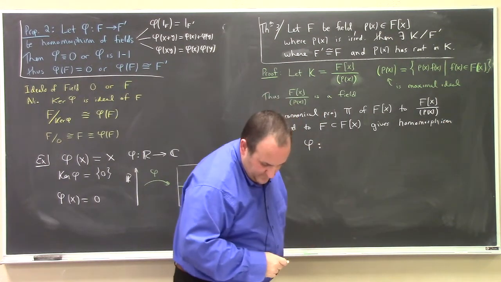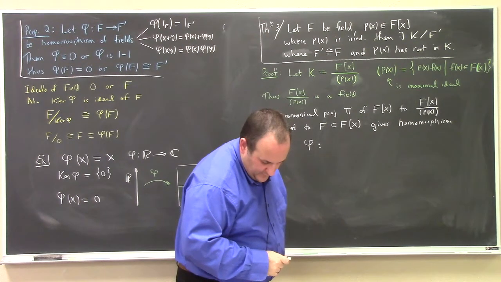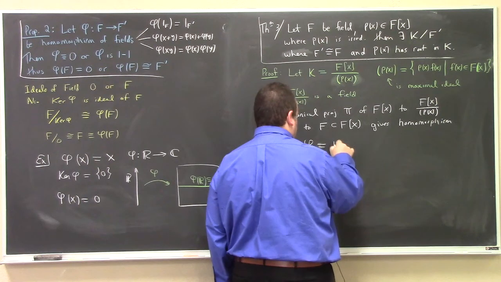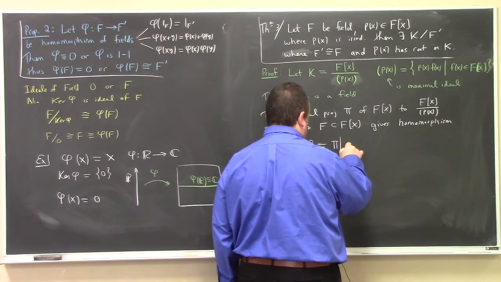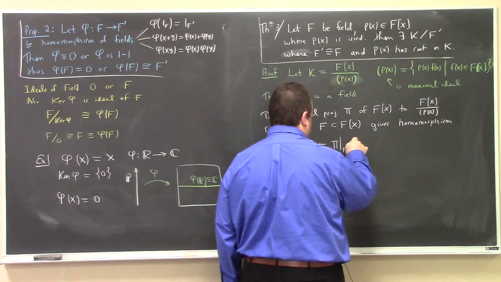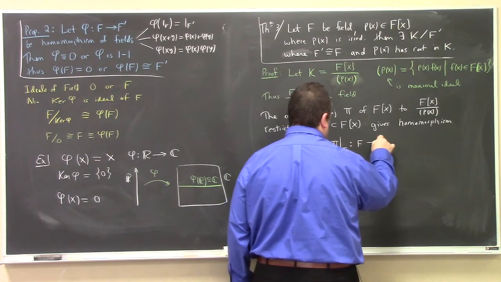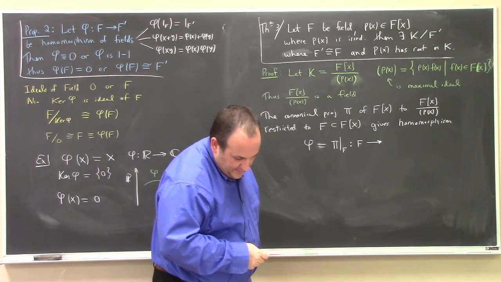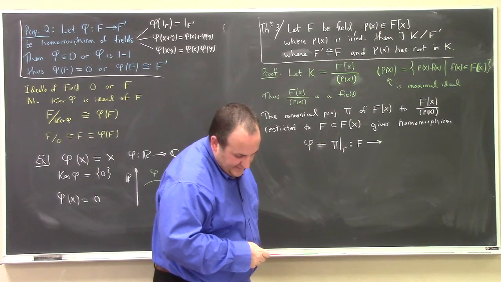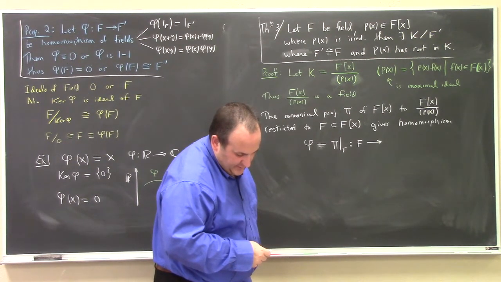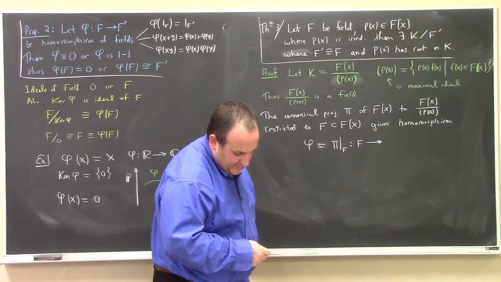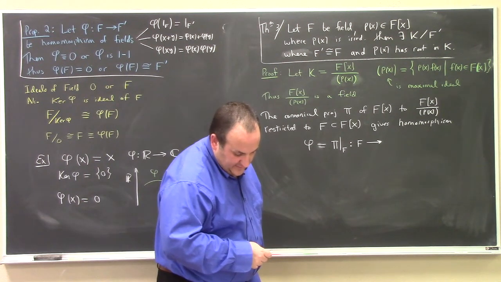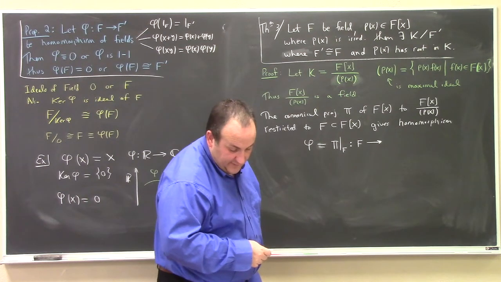All right. So phi is equal to pi restricted to F. That is a mapping from F, of course, to K. And he points out which is not identically 0 since it maps 1 to 1. Hence, by the proposition above, phi of F is isomorphic to F. An isomorphic copy of F is contained in K.